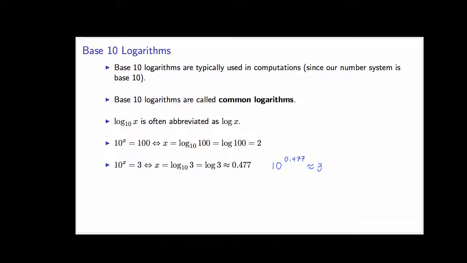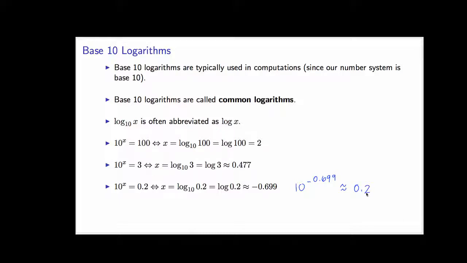One more example of this common log, or log base 10. If we have 10 to the x equals 0.2, this exponential equation can be rewritten in logarithmic form as x is the log base 10 of 0.2, or just log of 0.2. When we approximate this on the calculator using the log button, we get approximately negative 0.699. Again, you can check this: do 10 to the negative 0.699, and we get approximately 0.2.